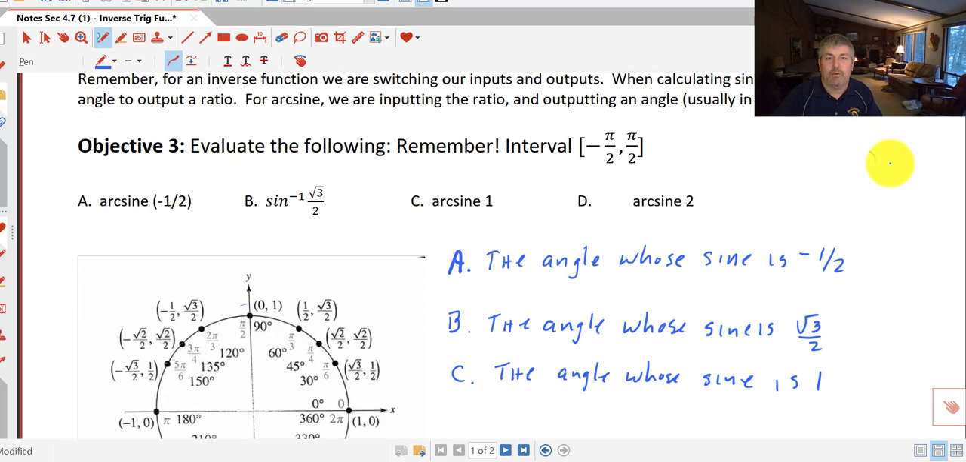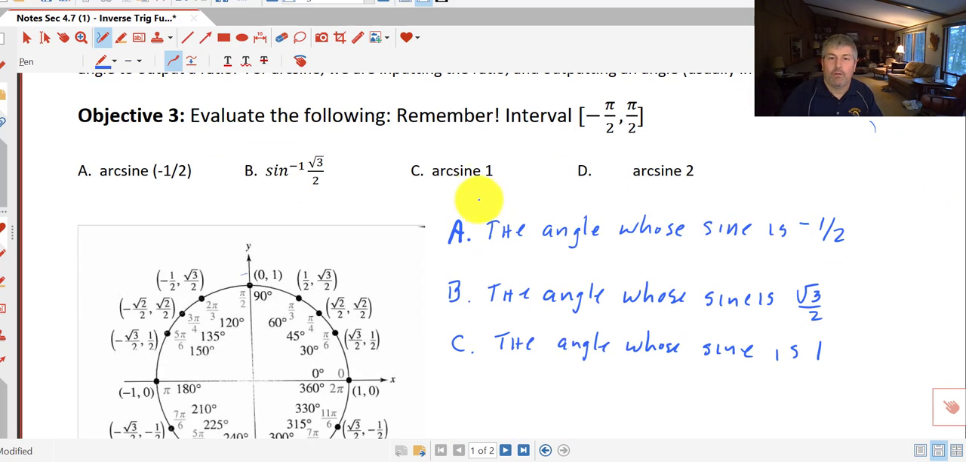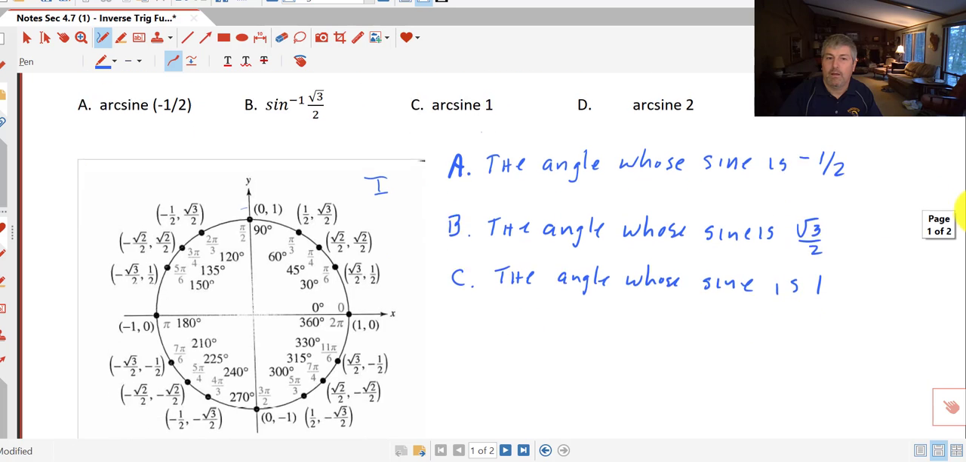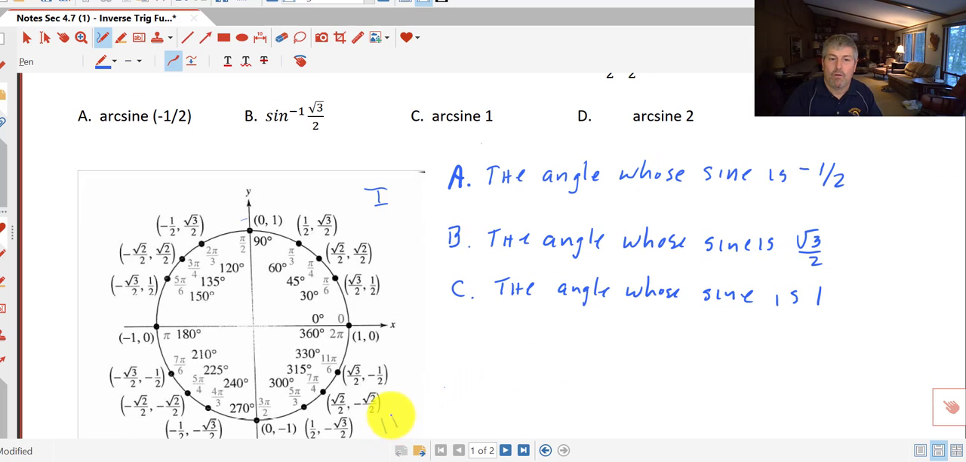So let's evaluate the following. But we're going to evaluate them on the interval of negative pi over 2 to pi over 2. So we're going to really be working in quadrants 1 and 4 here, right? From negative pi over 2 to pi over 2. So we can discount this entire side of the unit circle. We're not using that right now.